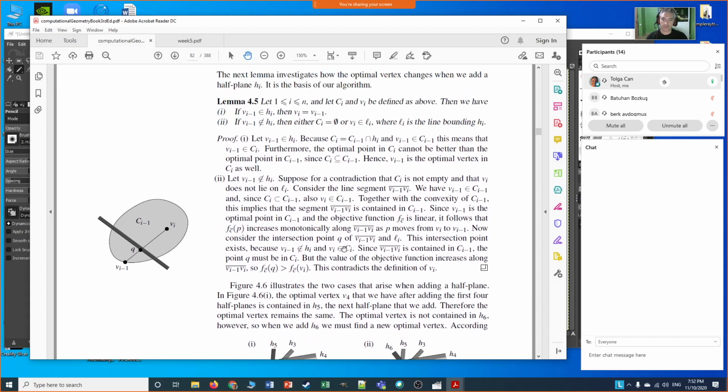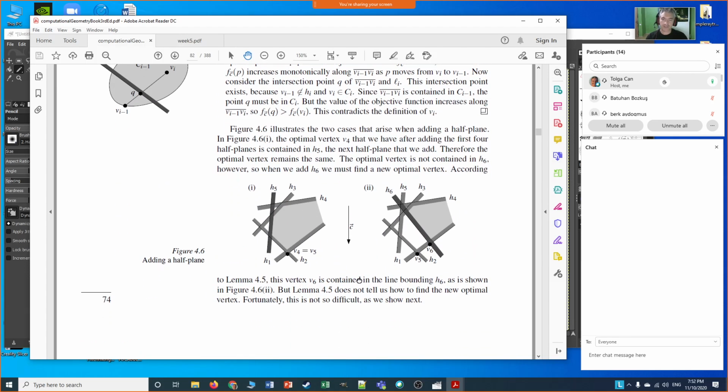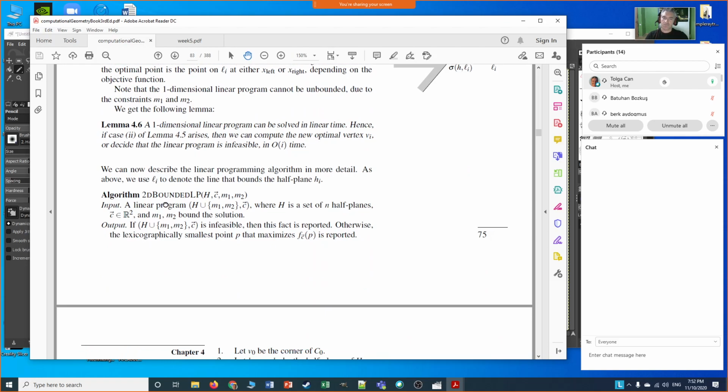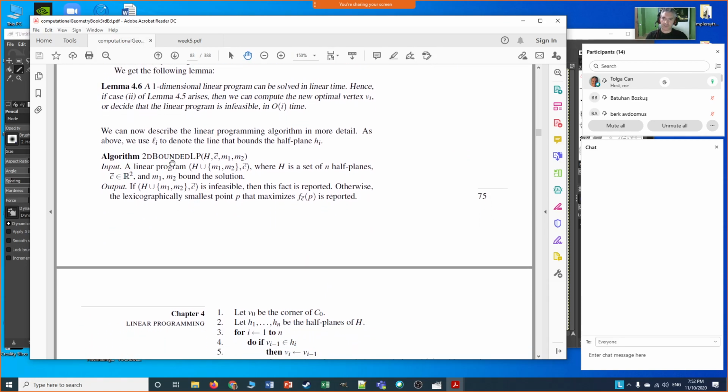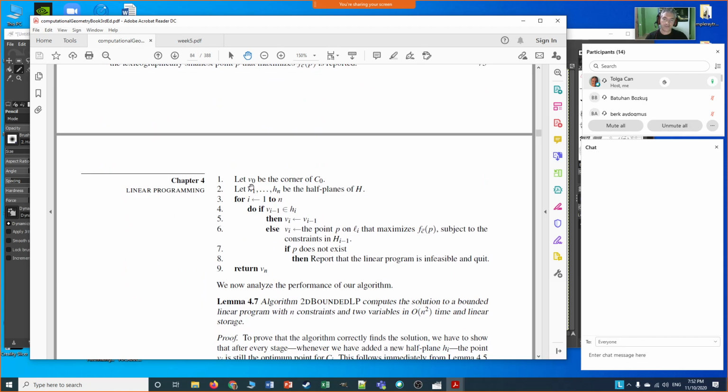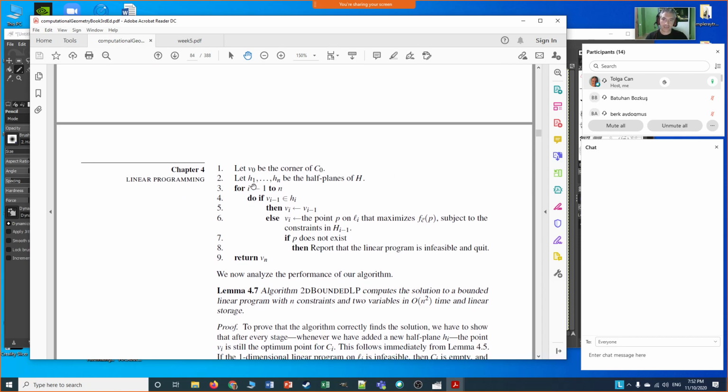And the proof illustrates the cases with different half planes, and at the end we get this bounded 2D linear program. This is not randomized because it doesn't shuffle first. The randomized version, which is described in the next section, just permutes the given planes by using a linear time shuffling algorithm. So if you look at this, this is the algorithm. Let V0 be the corner of C0, that corner that I showed you in the figure. And let H1 to Hn be the half planes of the constraint set.